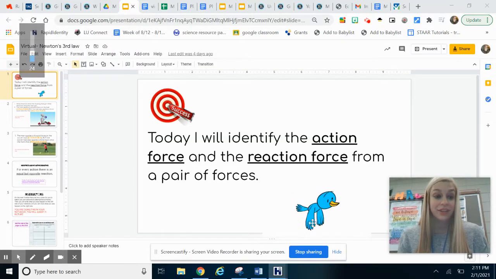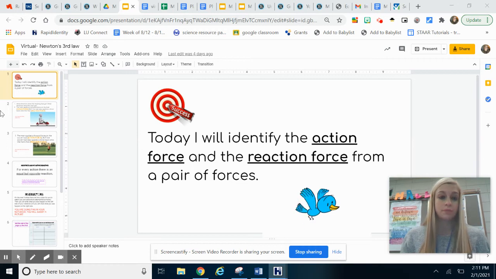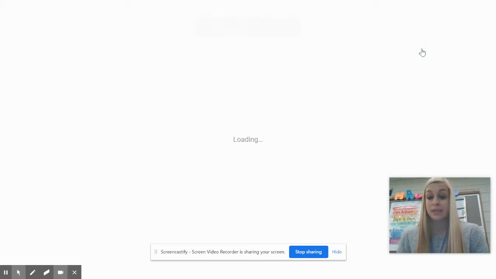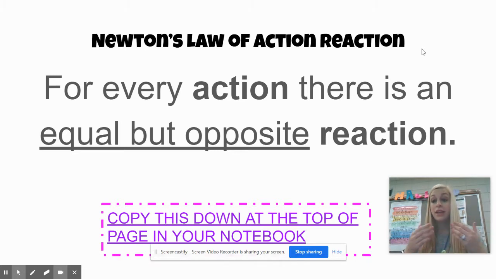Okay, today we are looking at Newton's third law. So, the third and final law. The law says for every action there is an equal but opposite reaction. So, we are going to be identifying the action and the reaction. The action and the reaction have to be equal in force but opposite in direction.